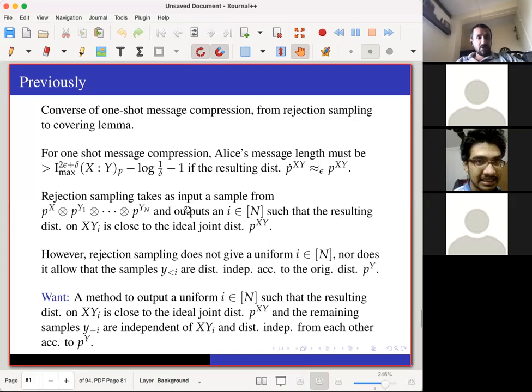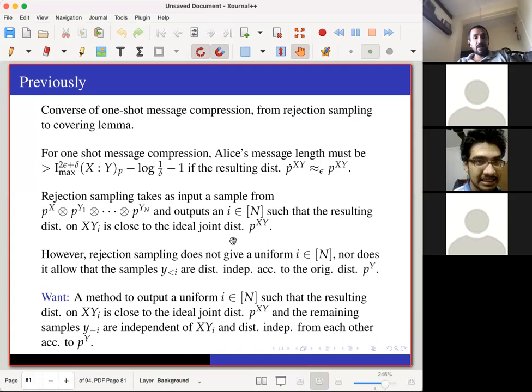So recall what rejection sampling does. It takes as input a sample from this product probability distribution. So there's one copy of X and n copies of Y. They're all independent of each other, and this is the input to the procedure. The procedure outputs an index I ranging from 1 to n, and the only guarantee is that the resulting distribution on X, Y_I, the X and the ith register, is close to the ideal joint distribution P_XY.